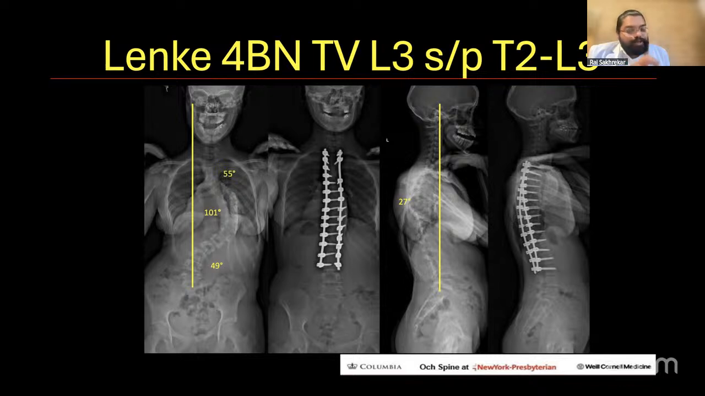So you can save the levels of fusion and keep more mobile segments. So fusing till L3 is quite adequate in this type of curve. Very well said, Josie. Thanks very much.